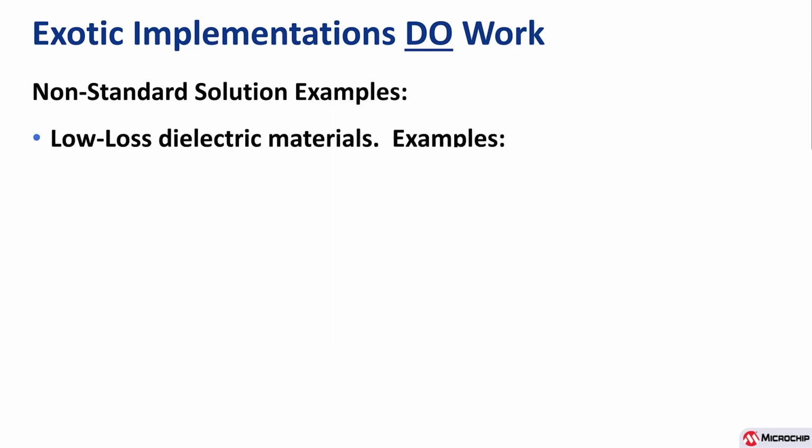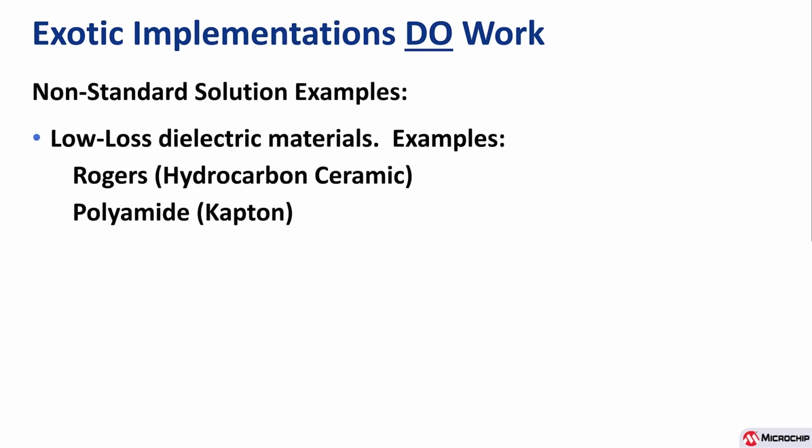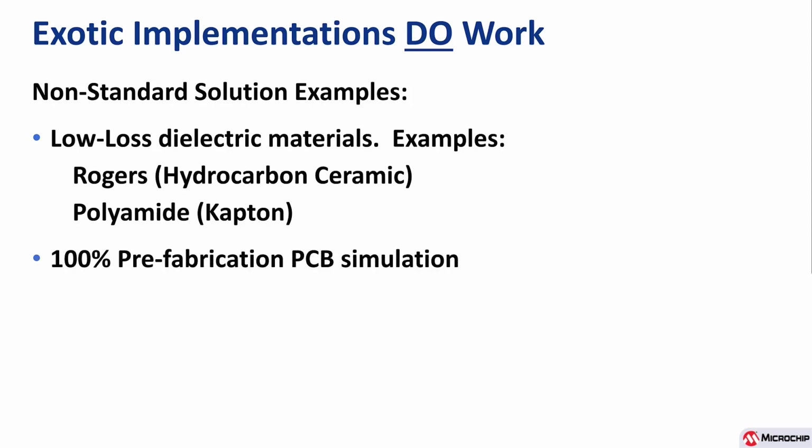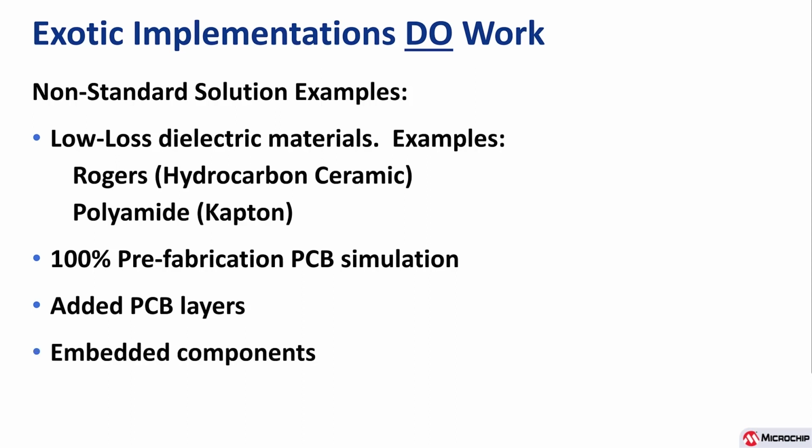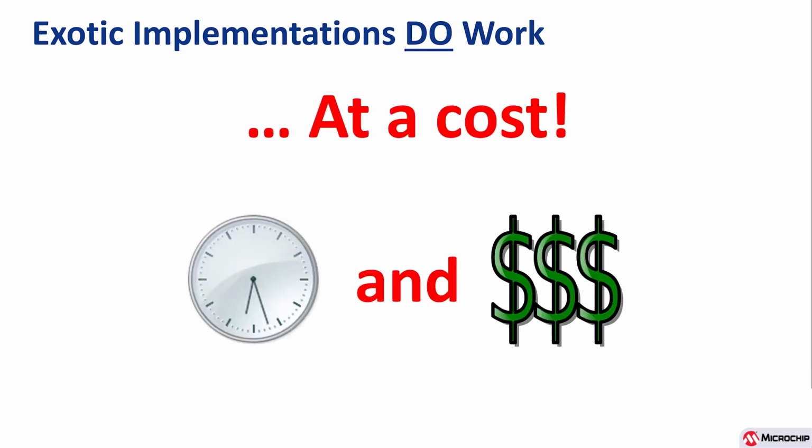How about using low-loss dielectric materials like Rogers or polyimide or ceramic? How about doing 100% prefabrication PCB simulation? How about adding PCB layers? What about embedding components, embedding resistors and capacitors? And there are many other non-standard exotic implementations, and they do work at a cost, time and money. The time is also affected by how many extra details have to be done to confirm that these layers are done correctly, that the processes match the materials correctly, etc.